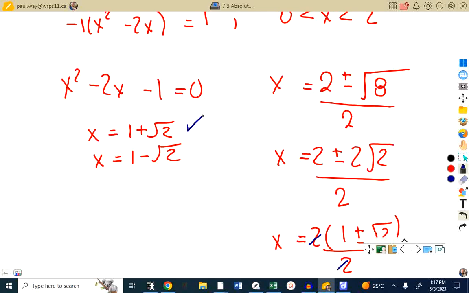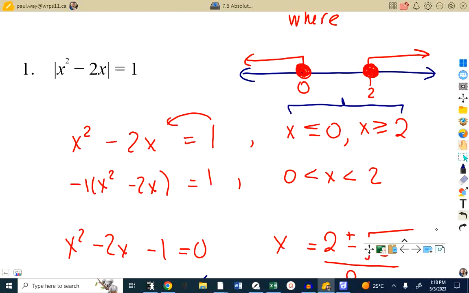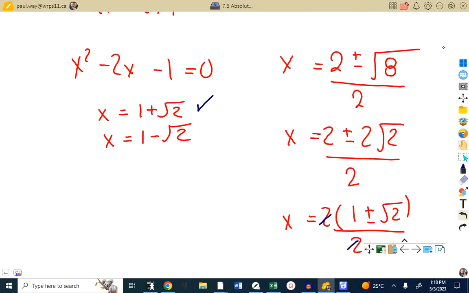What about 1 minus root 2? Approximately in decimal form, it's negative 0.41, I think. And we look at this domain for the equation that we just solved. Negative 0.41 is in the domain. So this has 2 solutions. That first equation has 2 solutions.